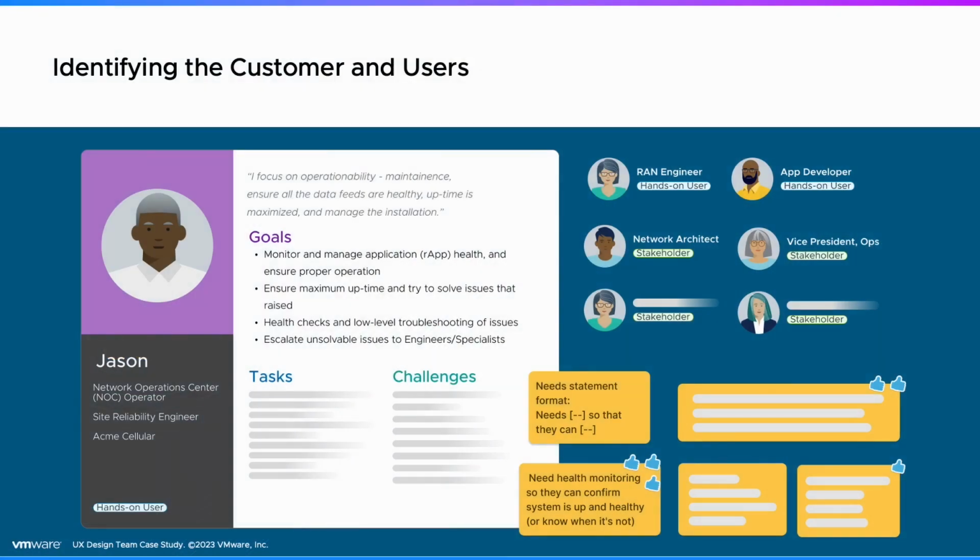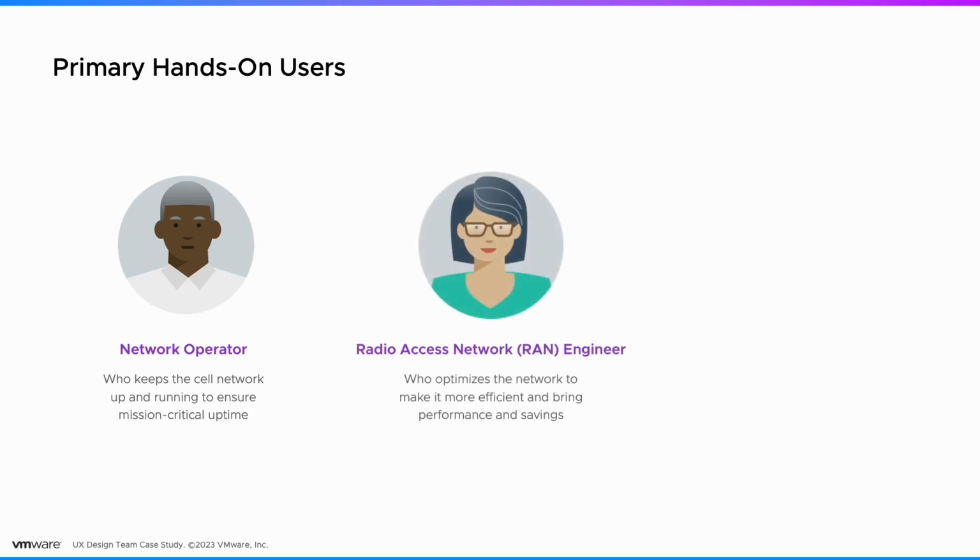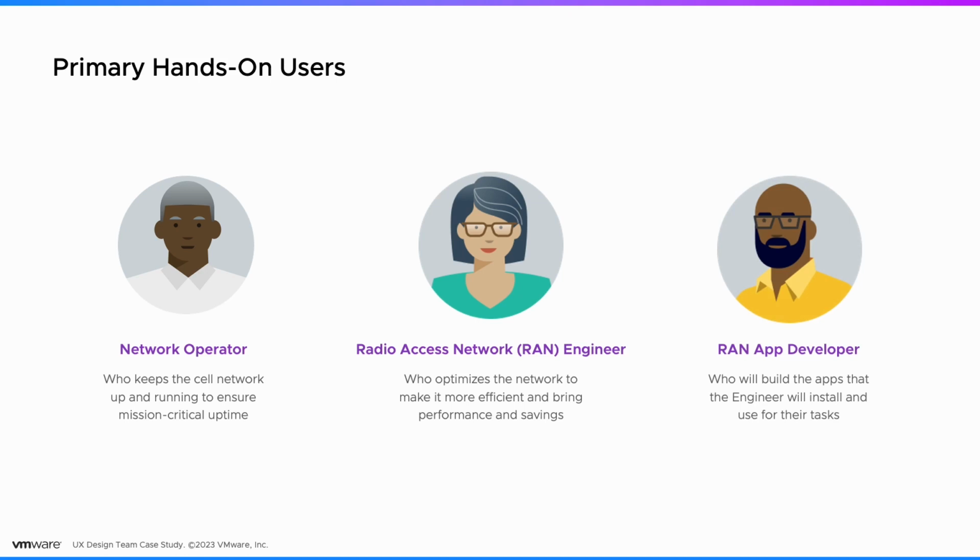We started off by collaborating with our internal cross-functional partners to identify the customer stakeholders and user personas. We then detailed out the goals, tasks, and challenges for each role. Here's who we're building for. The first key user persona is the network operator, who keeps the cell network running. The second is the RAN engineer, who optimizes the network to improve performance and save energy. The third is the RAN app developer, who builds the apps the engineer will use for their optimization tasks.